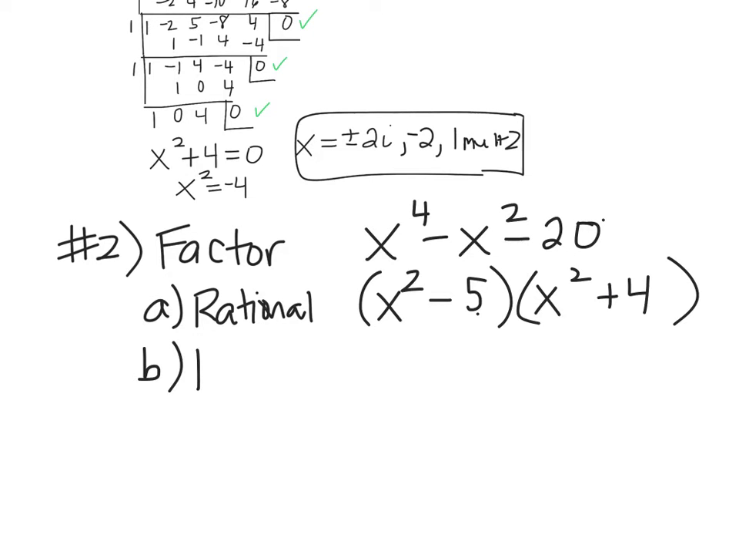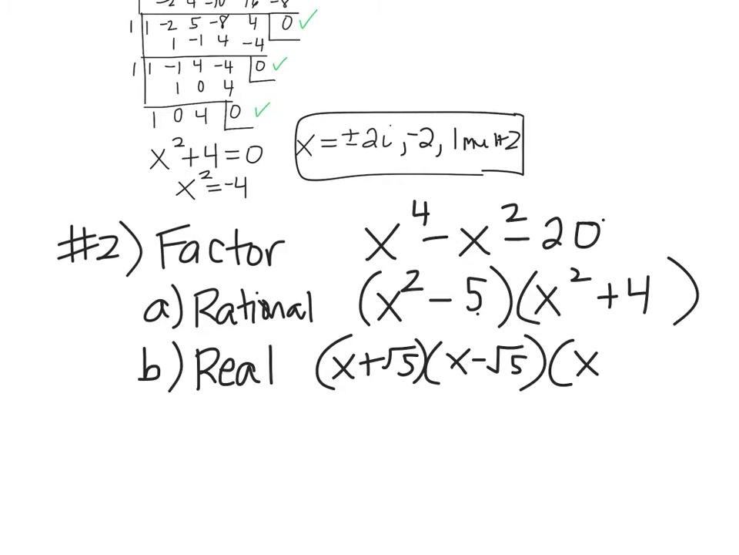Okay, now we're going to keep going. We're now going to factor over the real numbers. Now, real numbers include rational and irrational, but not imaginary. So we're going to take this x squared minus 5, and we can factor that. Do you know how we can factor that? x plus rad 5 and x minus rad 5. And this one does not factor over the reals.